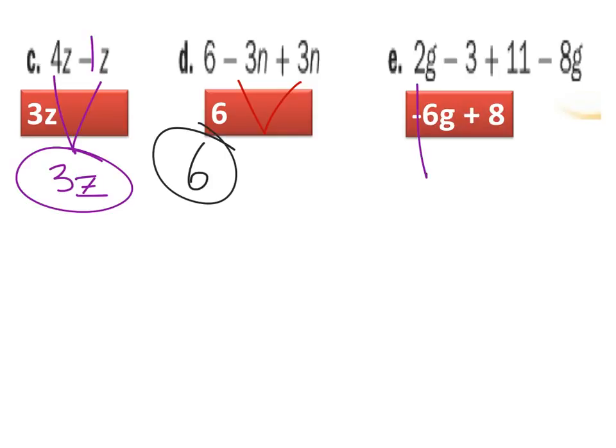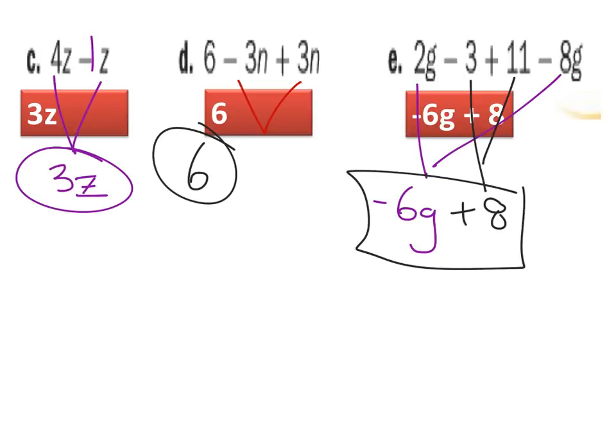Same with this one, we'll combine the g's. 2g minus 8g is a negative 6g. In the calculator, you would type in 2 minus 8 to get that negative 6. And then also we need to combine the negative 3 and 11. Negative 3 plus 11 is a positive 8. So that's where that answer comes from.